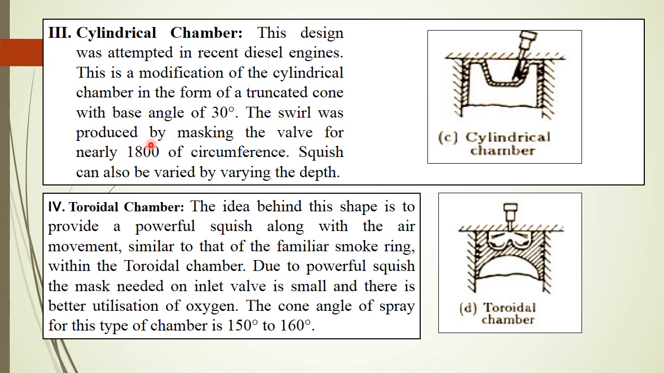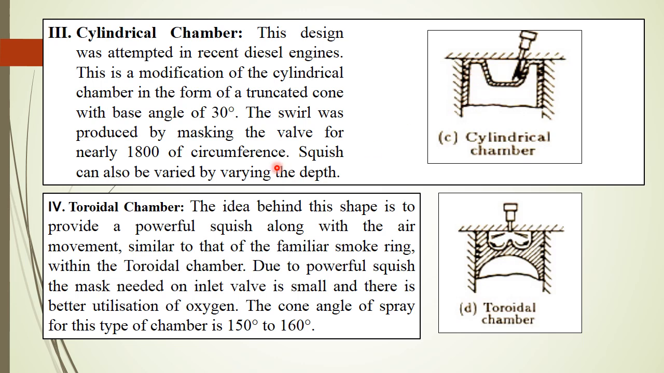The swirl is produced by masking. Whenever the air is induced into the chamber through the intake passages, through the intake valve, masking is provided on the valve, and that way we get the swirling motion. Squish can also be varied by varying the depth. When the depth is varied, again the squish motion or air motion is varied.